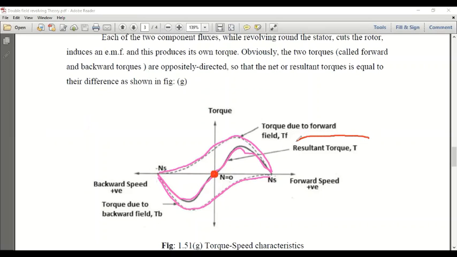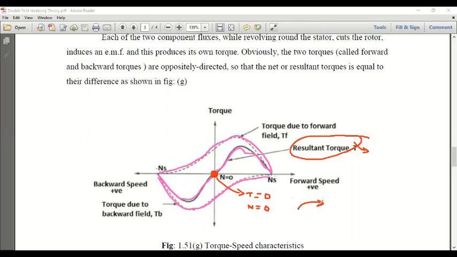The resultant torque is 0 means there is no chance to rotate by itself. Hence, the single phase induction motor is not a self-starting device. So at this instant, the rotor speed N is equal to 0. Here the torque is 0, the N is equal to 0, and there is no chance of rotor movement. Hence, single phase induction motor is not a self-starting device.